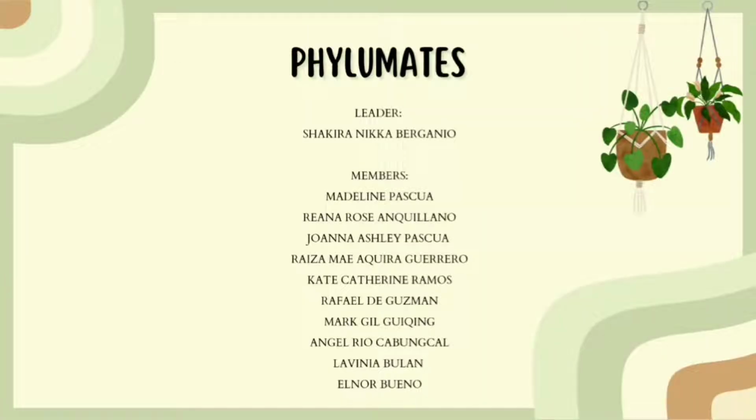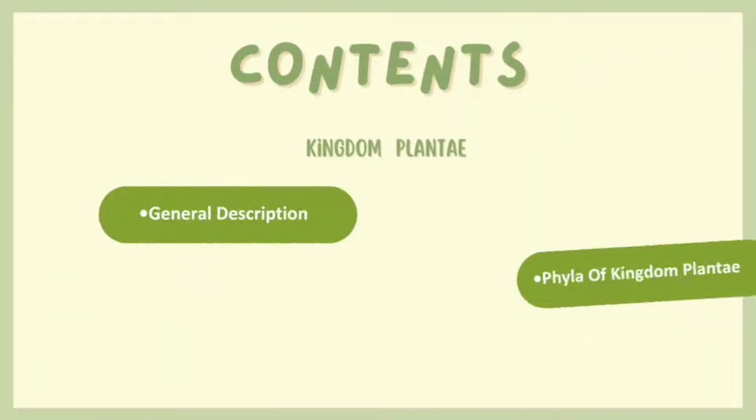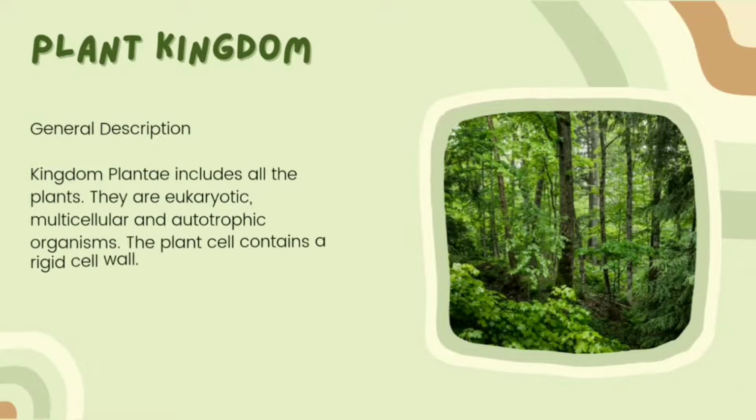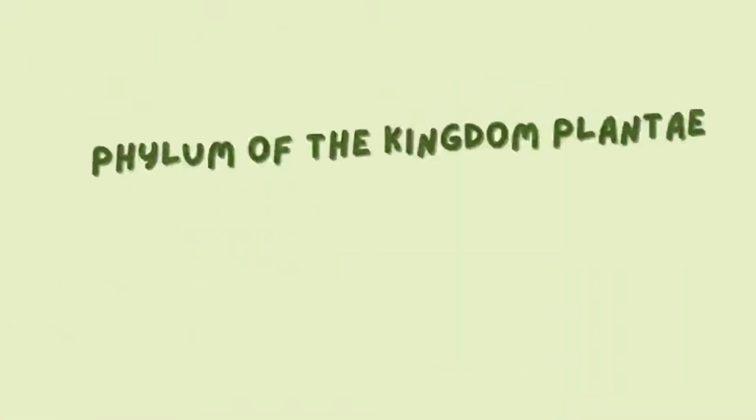We are going to tackle Kingdom Plantae. It includes the general description, phyla, its importance, and the ways of protecting and preserving them as an important component of the ecosystem. Plant kingdom, or Kingdom Plantae, includes all plants. They are eukaryotic, multicellular, and autotrophic organisms.